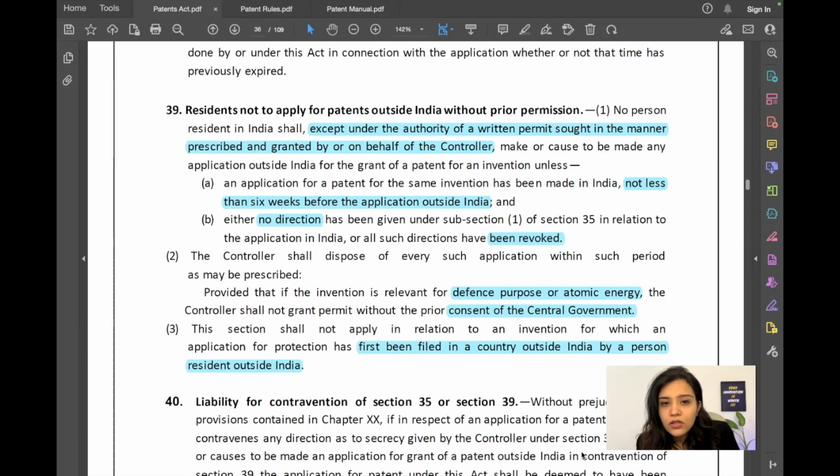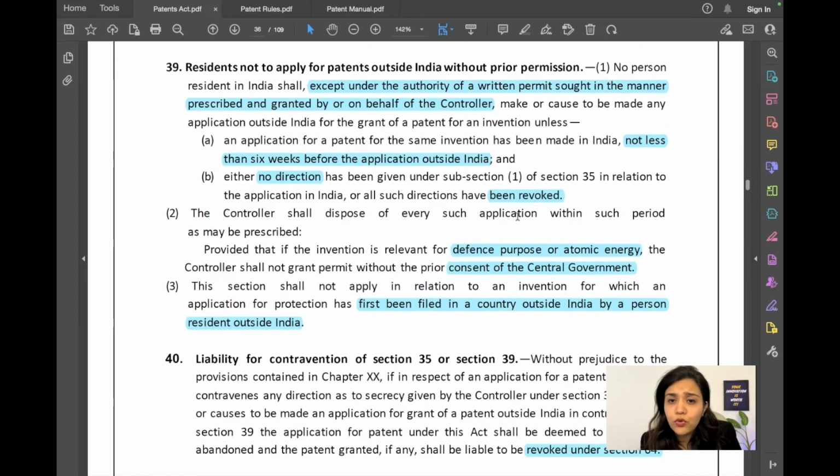The second subclause is that either no direction has been given under Section 35 in relation to the application in India, or such directions have been revoked. So it is necessary that there are no secrecy directions on this application. Similarly, if you want to file an international application under PCT, and you are filing the first application in India and then an international application under PCT, then also the timeline is after 6 months and within 12 months. So ideally, that is the timeline to file your international application.